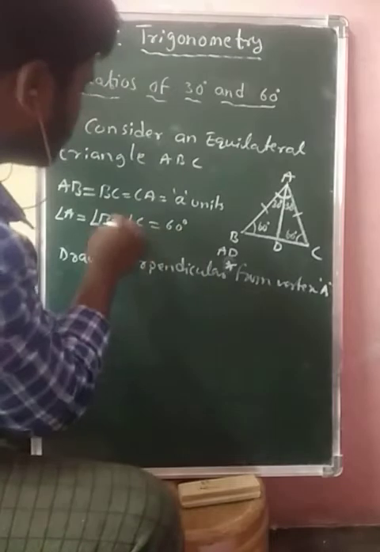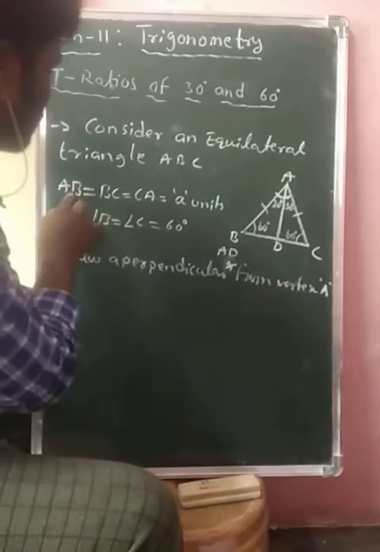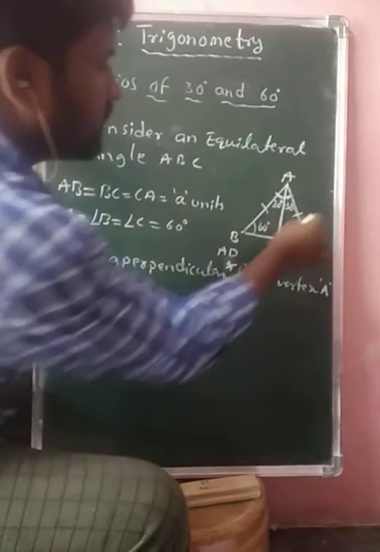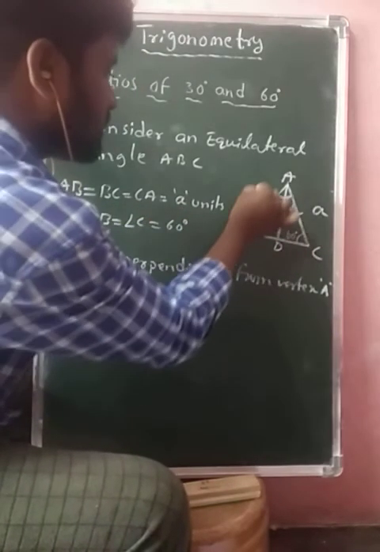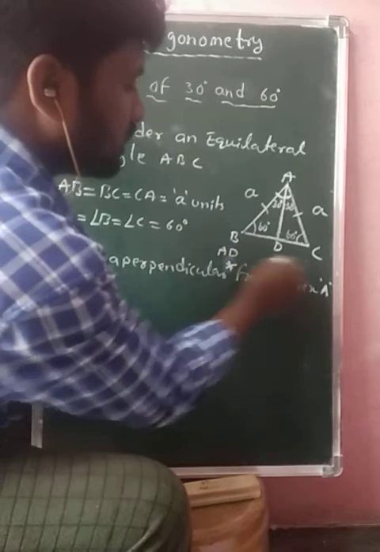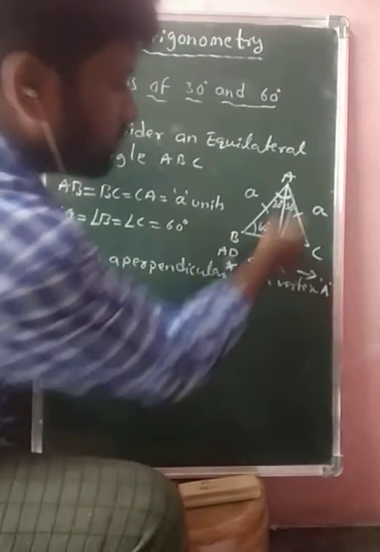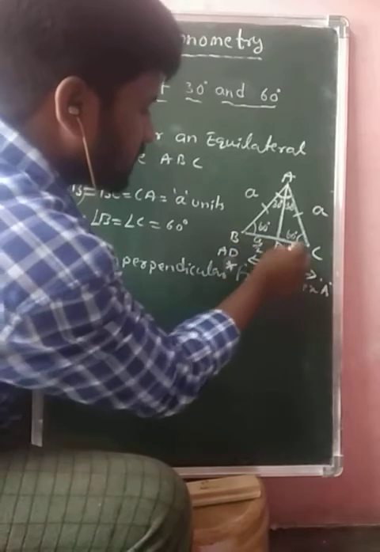That means the length of AB is equal to BC is equal to CA, I taken A. The length of AC is A, the length of AB is A units, the length of BC also is A units only, but since it bisects, it becomes half, that is nothing but A by 2.